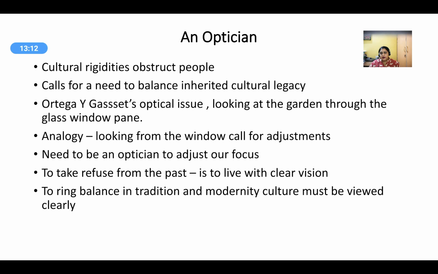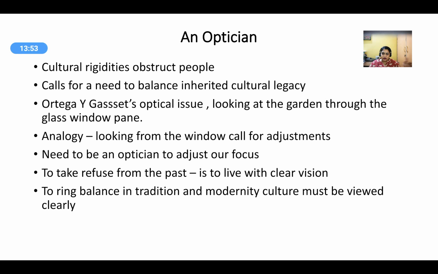Here, a very famous analogy, Ortega y Gasset's optical issue, is used by the author. According to this, there is a simple analogy of looking at the garden through a glass window pane. Imagine there is a glass window pane and there is a garden outside the window pane. Now the window is closed. You are looking out of the window pane. But if the window pane is dirty, you are unable to look out towards the garden. So, your first concentration will be at the dirt that is present in the window pane, and it will require a lot of effort to look through at the garden there.